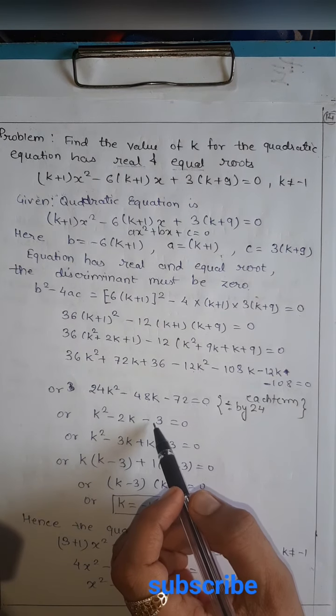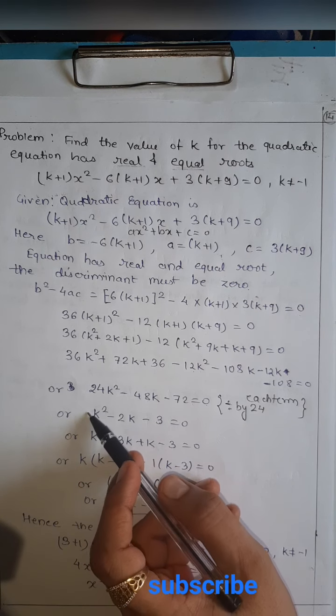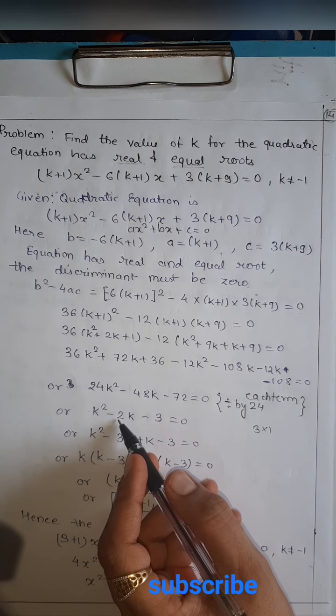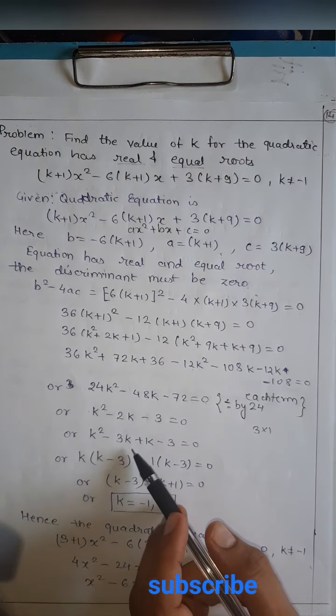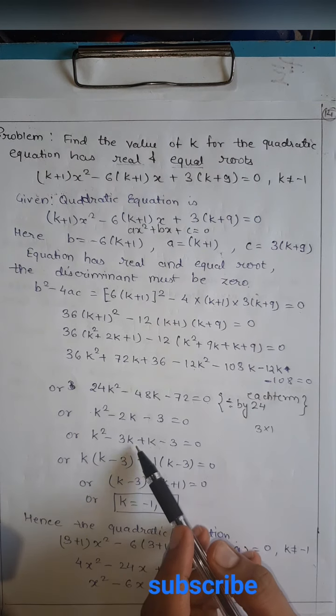How will the factorization method work? Multiplying the constant with the coefficient of variable, that is 1 into 3 is 3, and we have to break it so that we can get an answer of minus 2. So we take minus 3 plus 1, we get minus 2. We will put here minus 3k plus 1k.